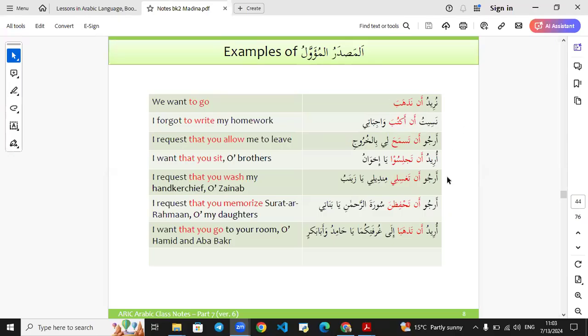Okay, we're still on this one. And masdar mu'awwal. So let me proceed with this one. Okay. أريد أن تحفظنا سورة الرحمن يا بناتي. So I request you to memorize Surah Rahman, my daughters. So you can see how it is used. أريد أن تذهبا. So it's referring to two people. تذهبا إلى غرفتكما يا حامد وبابك. You can see that. Right.